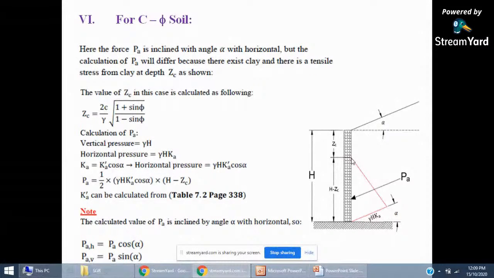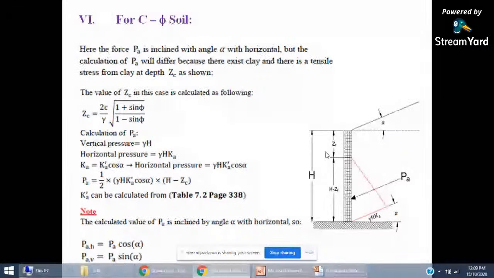Here your active earth pressure diagram is drawn, the pressure distribution diagram starting from this point. So from here to here you have to consider Zc, the critical height, and the remaining will be H minus Zc. So 1/2 base into height: the base will be gamma h Ka dash into cos alpha. Why?